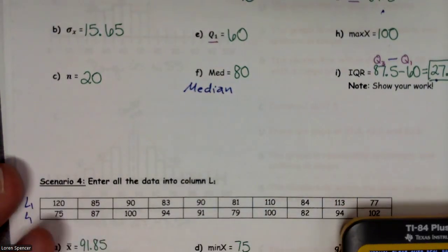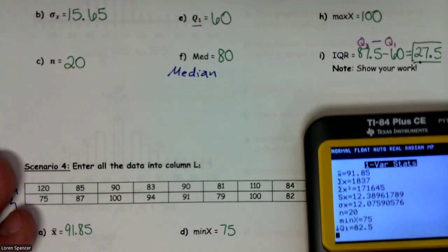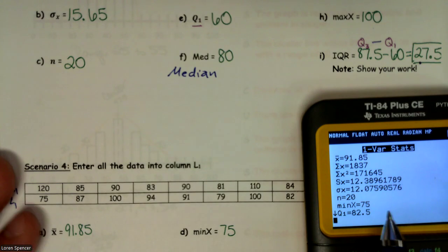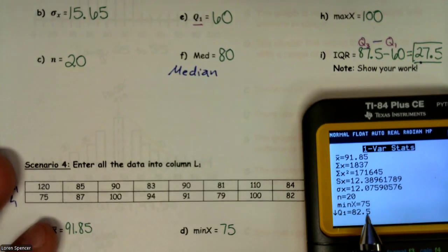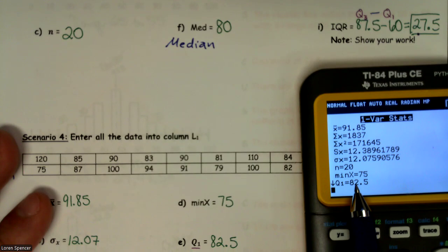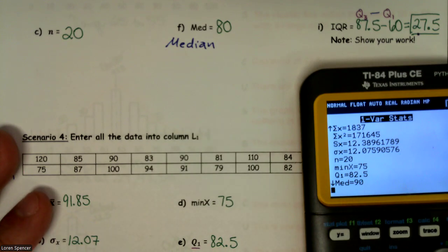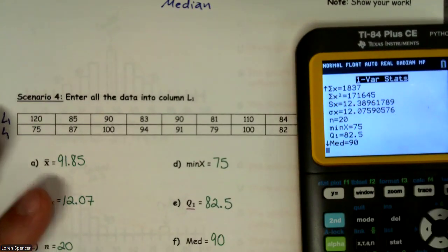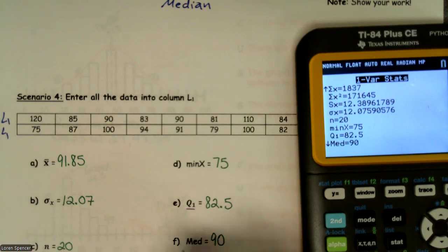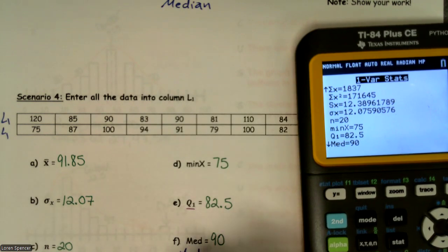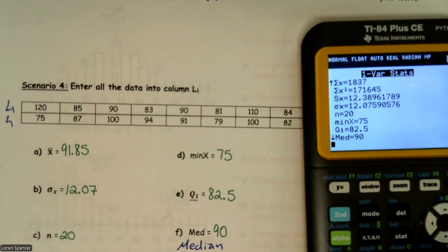The next thing it gives us is the minimum, and our minimum value was 75. 25% of the data is less than Q1, so 25% of the data is less than 82.5. If I down arrow, I find out the median, which is 90. So please don't forget that MED stands for median. So let's write that down.